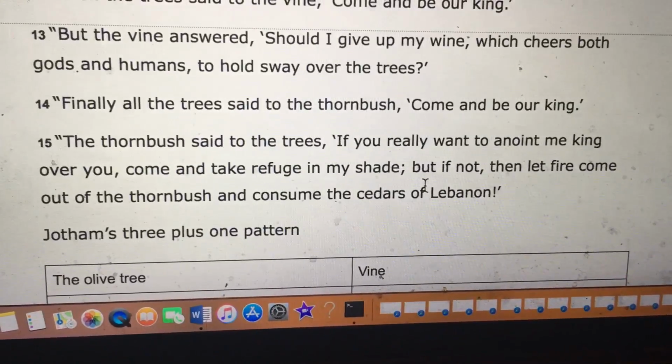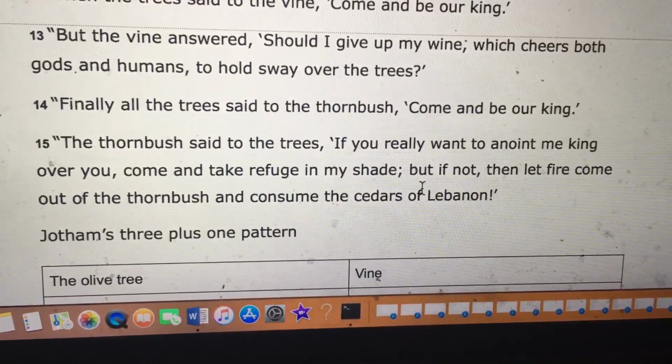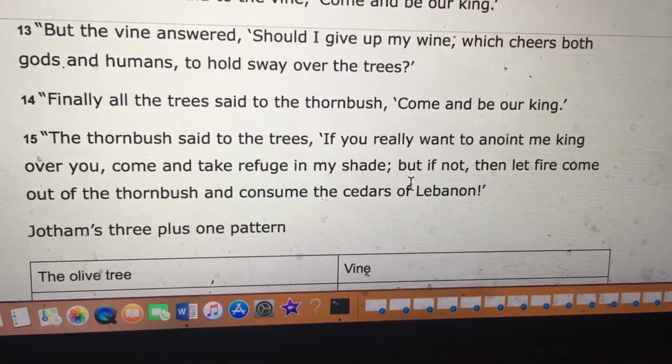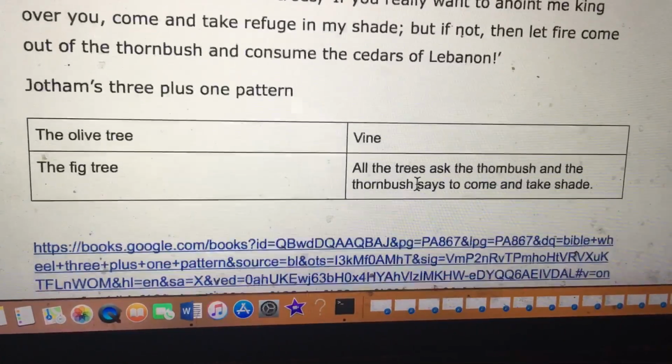The thorn bush said to the trees, "If you really want to anoint me king over you, come and take refuge in my shade. But if not, then let fire come out of the thorn bush and consume the cedars of Lebanon."